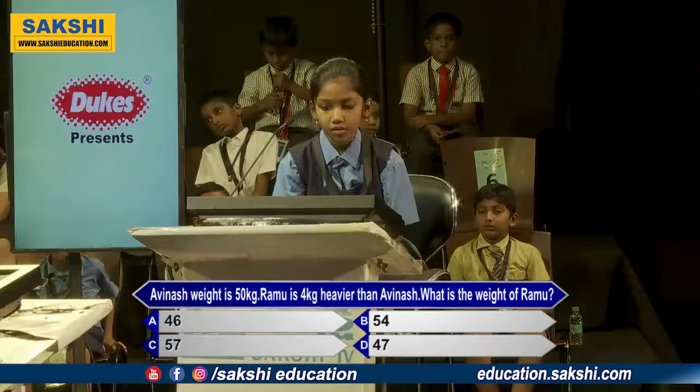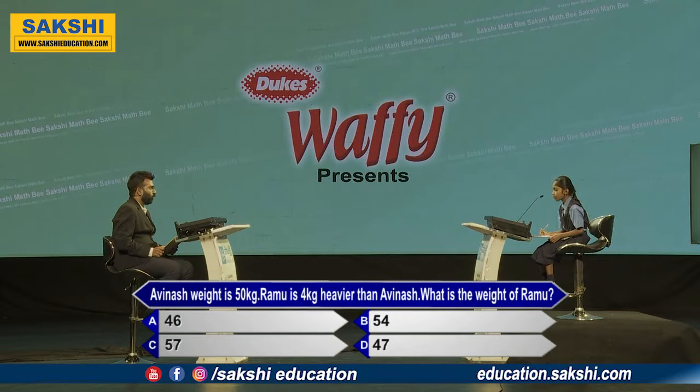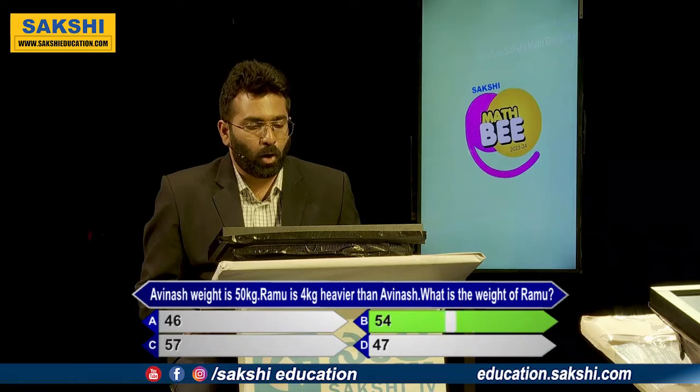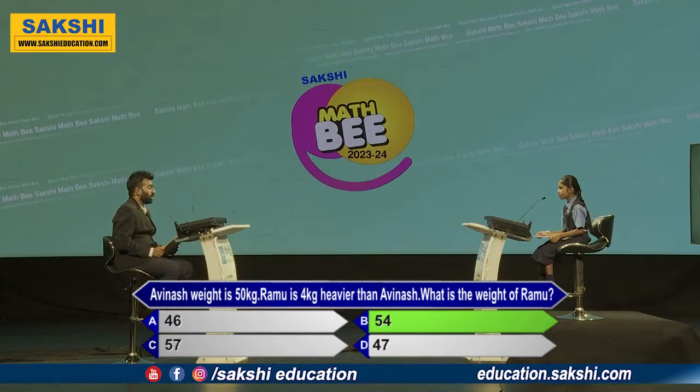Avinash weight is 50 kg. Ramu is 4 kg heavier than Avinash. Sir, option B, 54. The right one.